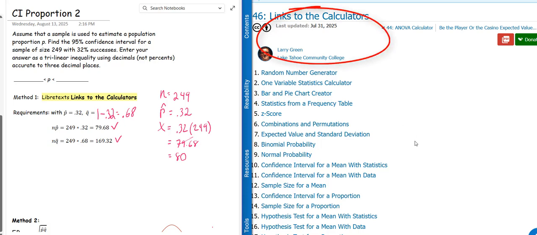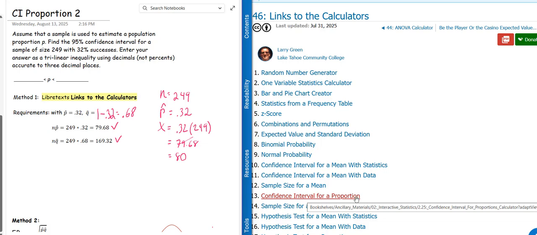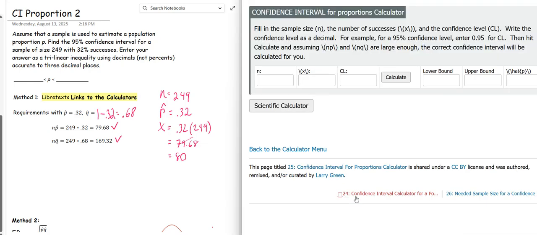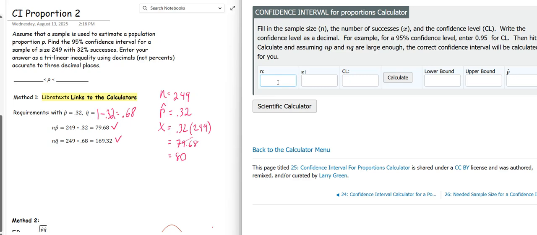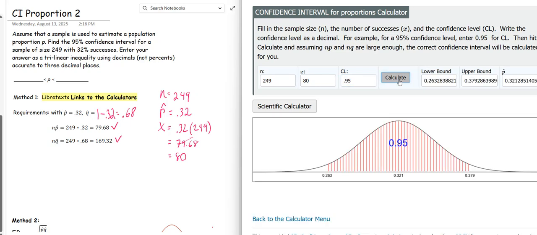So I come over here to my list of calculators, and I'll have a link to this list in the problem. You're going to scroll down till you get to confidence interval for proportion. And then enter what you know. N is 249. X is 80. Confidence level is 0.95. And hit calculate. And there it is.